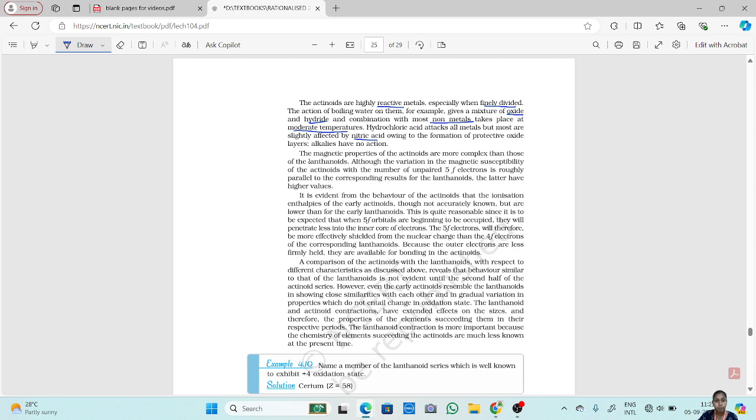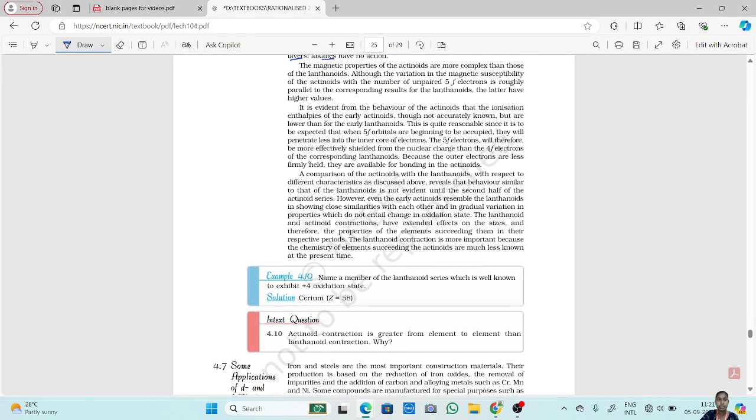Now when we add nitric acid, they are not affected much because of the formation of protective oxide layers. And with alkalis, they do not react. Now this part is their reactivity, how they react. Now next is the magnetic properties. The magnetic properties of actinoids are more complex than those of lanthanoids. Why they are more complicated than lanthanoids is basically because of their radioactivity.